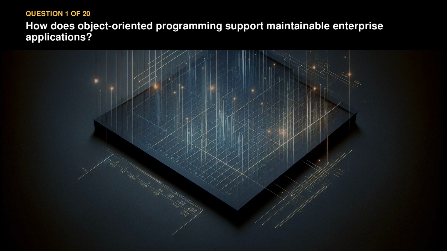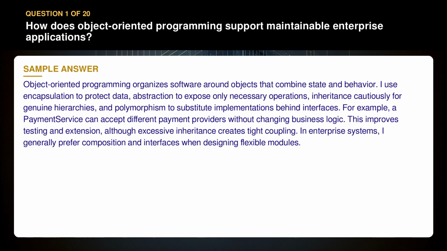Question 1. How does object-oriented programming support maintainable enterprise applications? Object-oriented programming organizes software around objects that combine state and behavior. I use encapsulation to protect data, abstraction to expose only necessary operations, inheritance cautiously for genuine hierarchies, and polymorphism to substitute implementations behind interfaces. For example, a payment service can accept different payment providers without changing business logic.